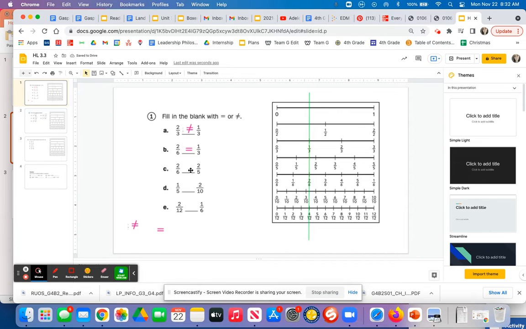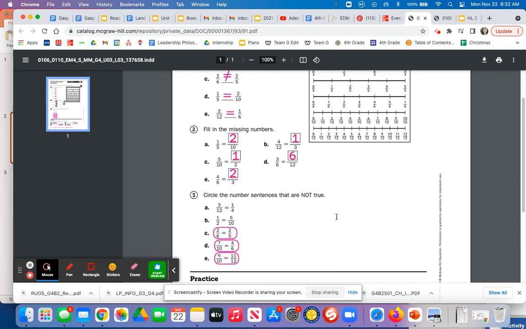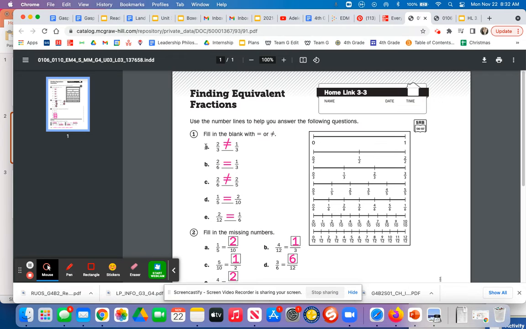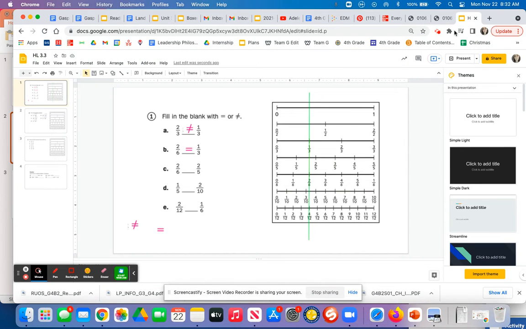I want you to do the same thing for C, D, and E. Go grab a straight edge and compare fractions. Are they equal or not equal? Go ahead and pause and unpause when you're ready for the answers. All right, welcome back. So 1C, 2/6 and 2/5 are not equal. D, these two are equal, and 2/12 and 1/6 are equal. Okay, so if you didn't get those, make sure you ask your teacher for some clarification.